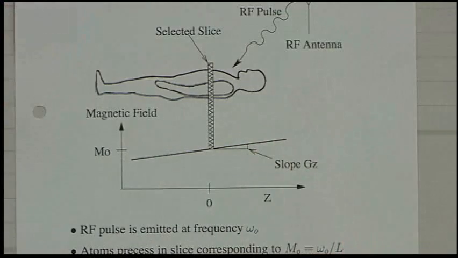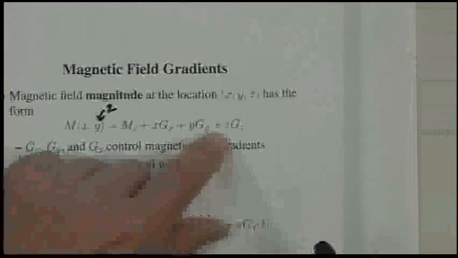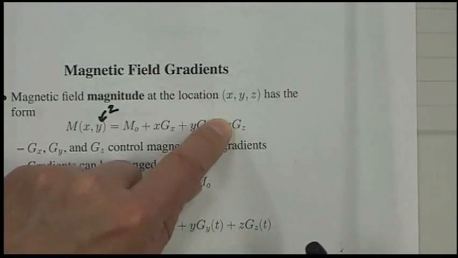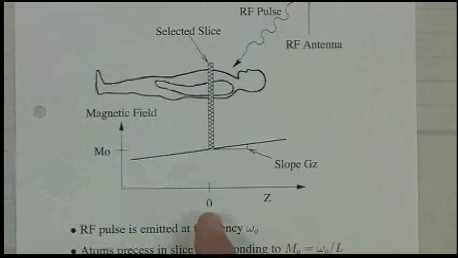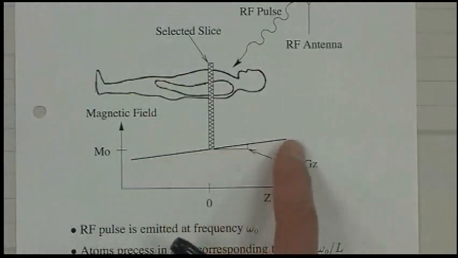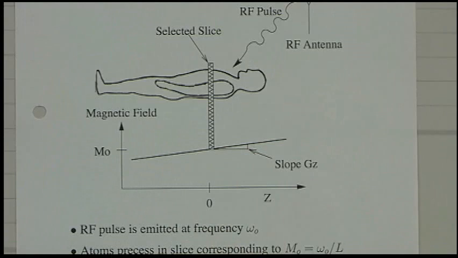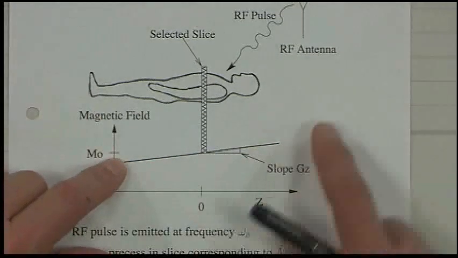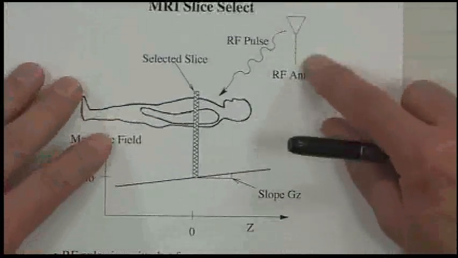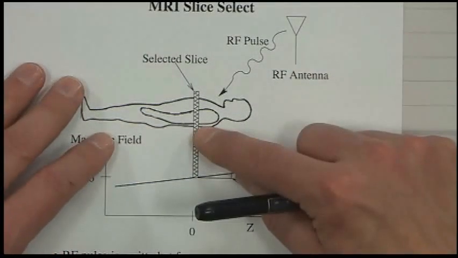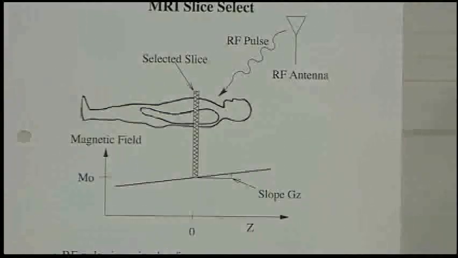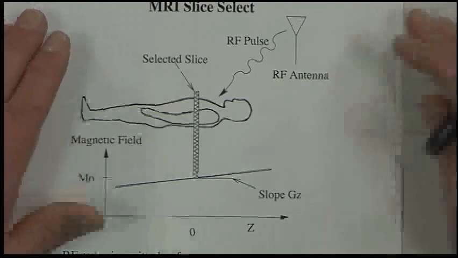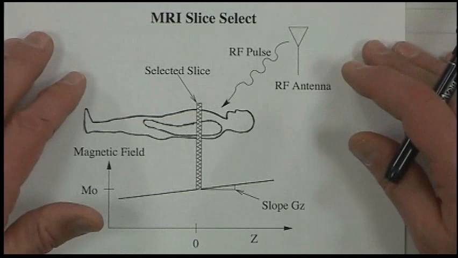So the gradient here is set to be, so G of Z is the gradient. G of Z is set to be a positive value. So as you move in the Z direction, the magnetic field increases, okay? Now what you do, so you set this to some positive value, and now you put an RF pulse with an antenna, and you transmit the RF pulse into the patient. You know, RF just passes through tissue, radio frequency, because it's like radio waves, right? It's not absorbed. There's some absorption by water, but not a lot.